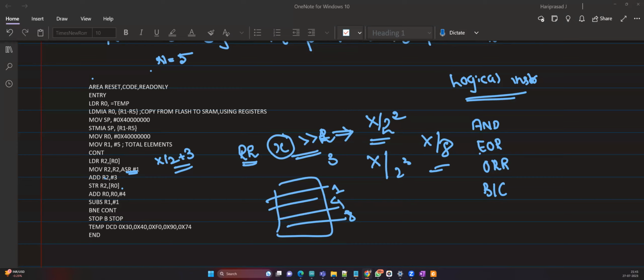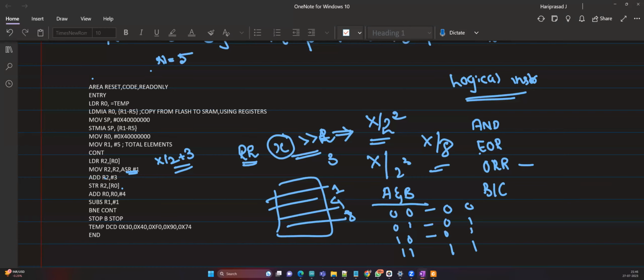Does EOR stand for exclusive OR? Yes, it is the XOR operator. Then what does ORR stand for? Logical OR. For the AND operation, if I have A and B, what is the truth table? For inputs 0 0, 0 1, 1 0, 1 1, the outputs are 0 0 0 1. Correct. If it is OR operation, the output will be 0 1 1 1.